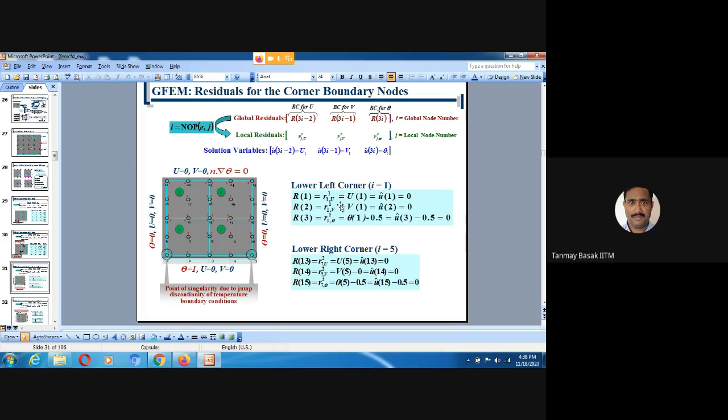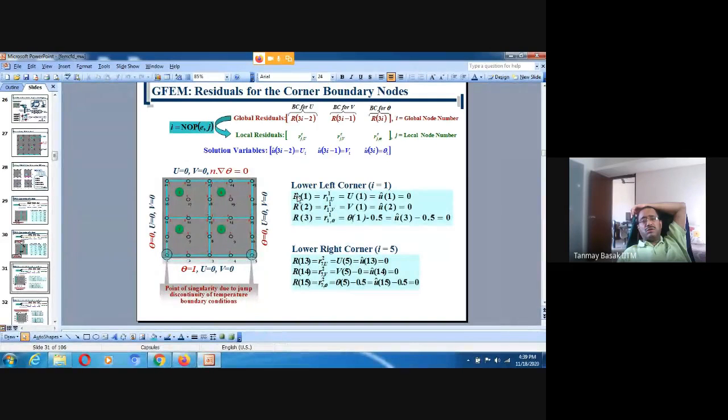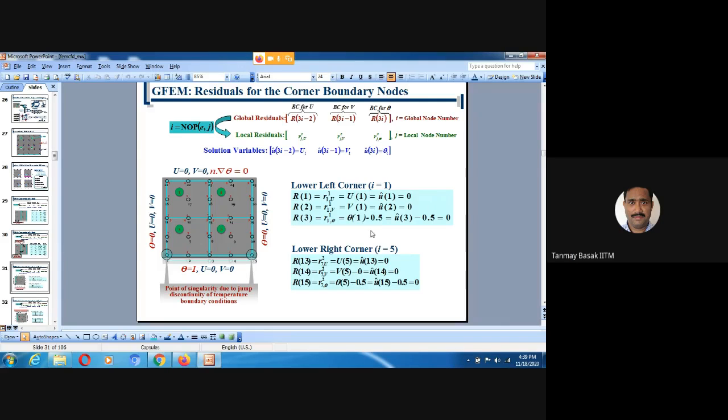So you have R1u, R1v, and R1 theta for the first corner node, R1, R2, R3, and this is the way you understand it. This will come from your understanding, and it will not be understood by the computer program. So the computer program has to write it in terms of the global residual format and global variables in terms of small u.